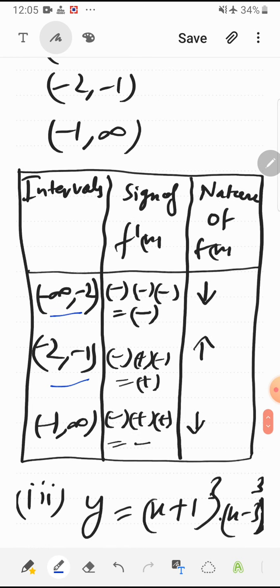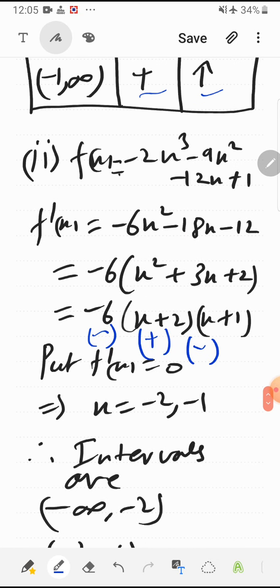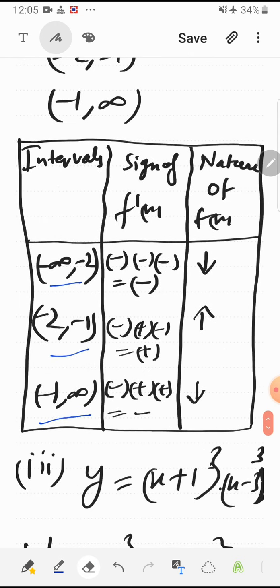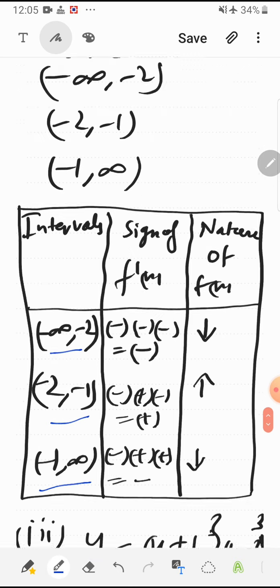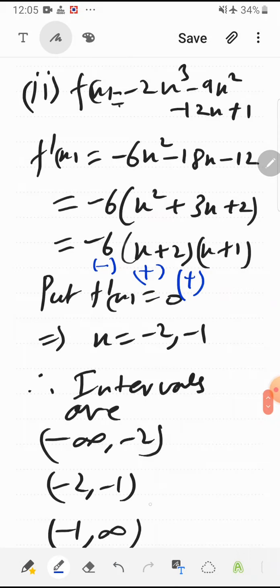For the last interval, let us put 0 from this interval. Now when you put x is equal to 0, so negative, x is 0 here, positive, x is again 0 in the next bracket, positive. So positive and negative, so overall negative and decreasing. So thus we can confirm that yes, overall it is a negative and decreasing function.